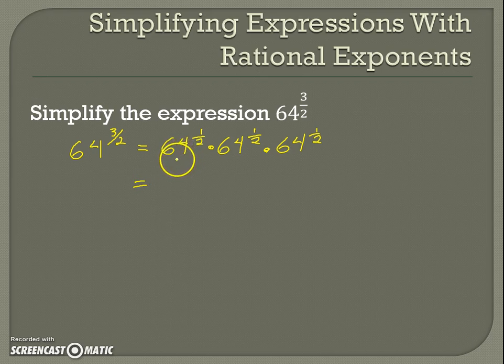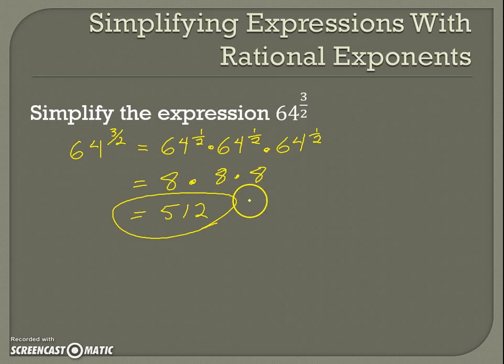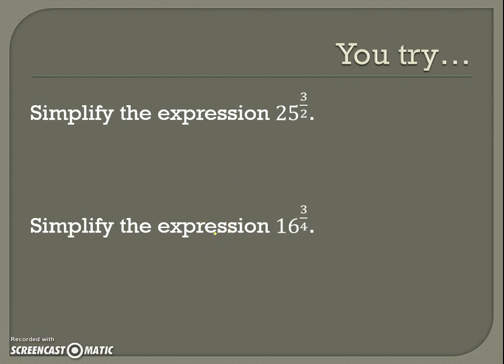Well, what number multiplied by itself equals 64? Well, that's going to be 8. So I have 8 times 8 times 8, which is equal to 512. So 64 to the 3 halves is 512. I know these are kind of weird looking and confusing. We're going to spend more time on this, so just bear with me for now. Here's one for you to try. Answers will be up in 3, 2, 1.